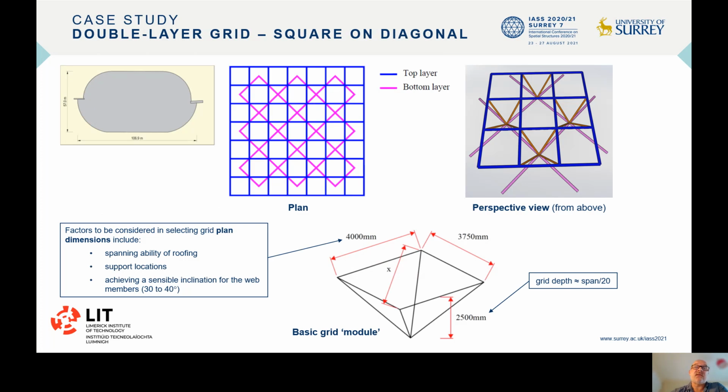The paper discusses various options for grids, and then selects a double layer grid with a square on diagonal form for the roof. Gives some reasons for that selection, and then goes on to establish the geometry of the grid in terms of grid depth and the plan dimensions of the grid module.